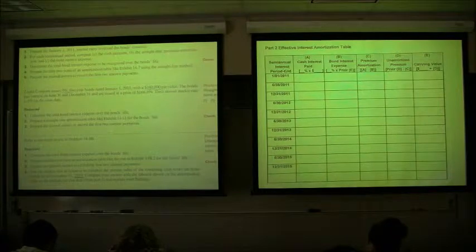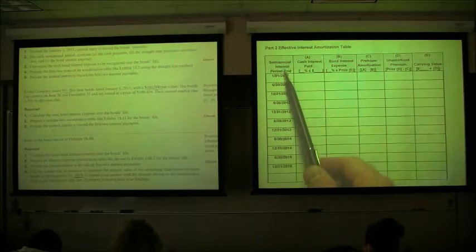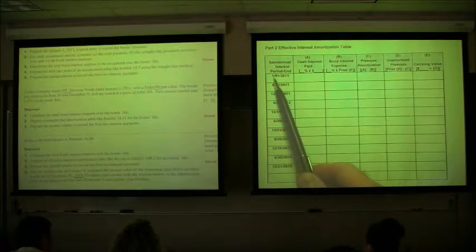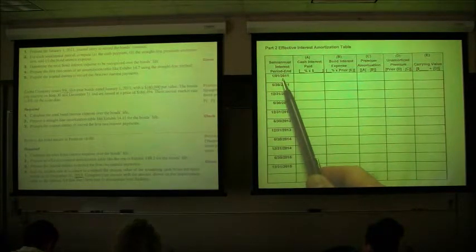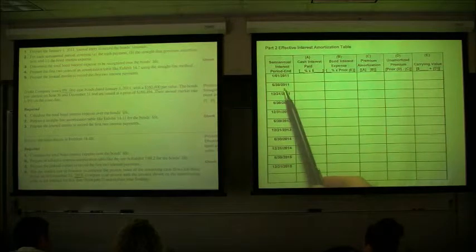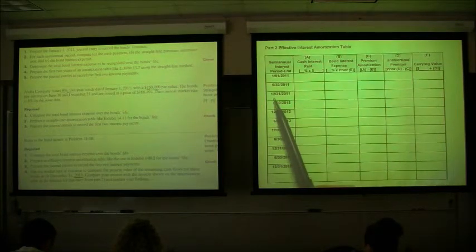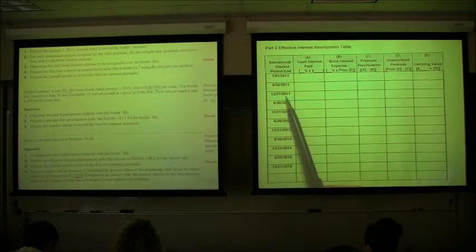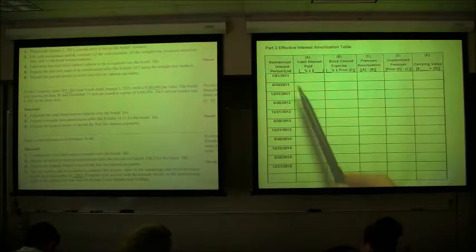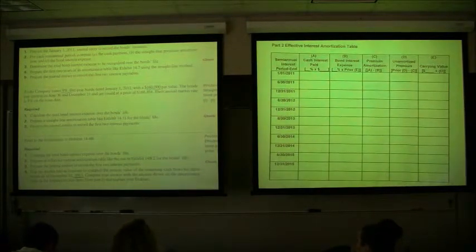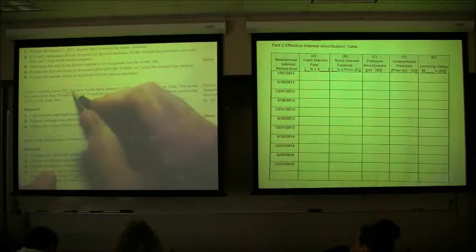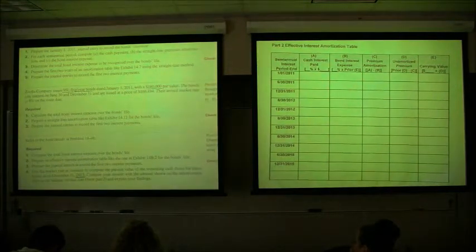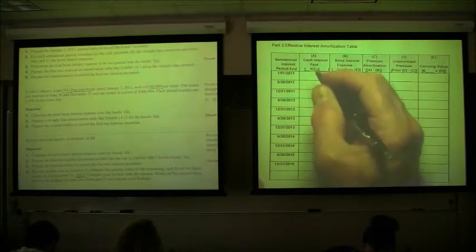What we have here now is the semi-annual interest payment. Here's the first one on January 1st, 2011. Six months later is June 30th, 2011. Six months later is 12/31/2011, and so forth. And it's a 5-year bond, so there'll be 10 interest payments because they're every 6 months. And it's at 9%.